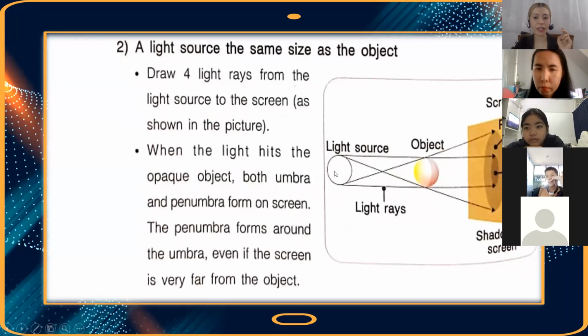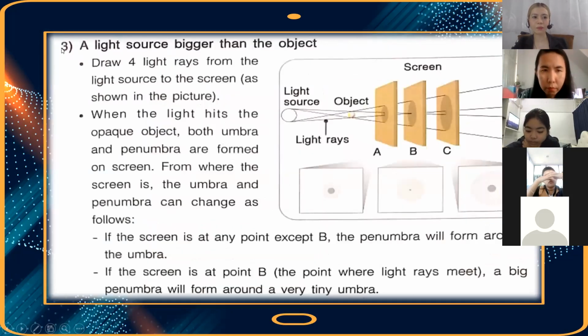That is, if the light source and the object have the same size, when the light hits the opaque object, the umbra and penumbra form on the screen. The penumbra forms around the umbra even if the screen is very far from the object.